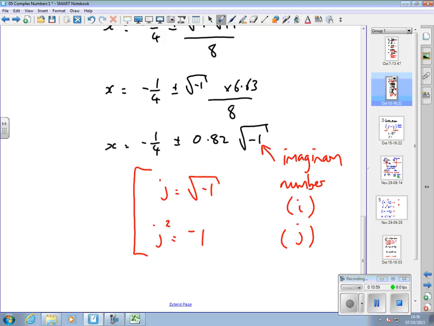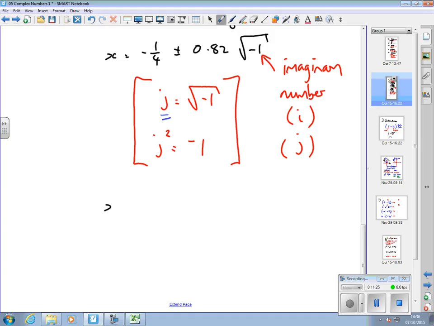So that's important. j is the square root of minus 1, which means that j squared is minus 1. So if I end up squaring j's, these imaginary numbers, I get back to the real world effectively, because minus 1 is a number. So it's only imaginary, it's only impossible, if you like, when it's j. So what can we use this for in this final answer? We can say that x equals minus a quarter plus or minus 0.82j. And that would be our answer, where j is the square root of minus 1.